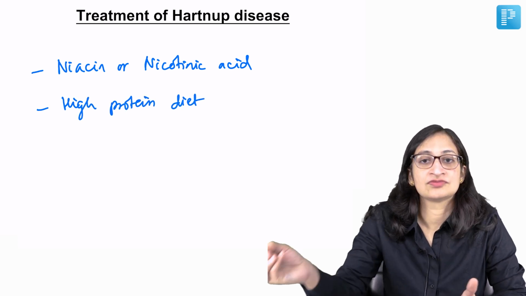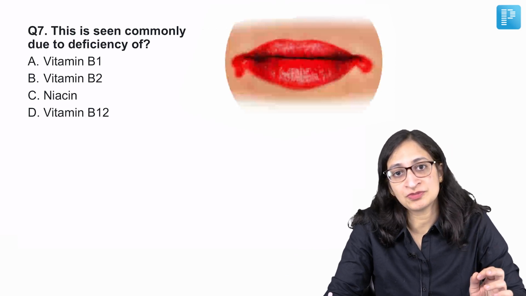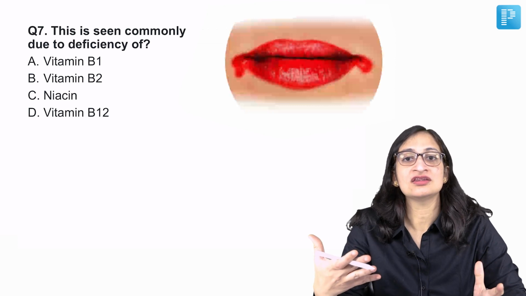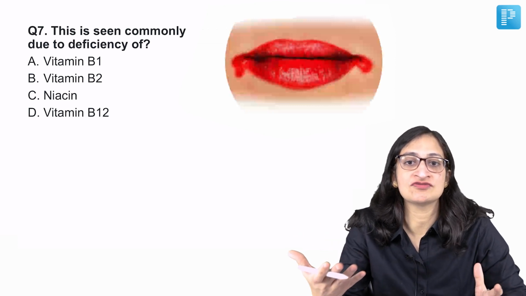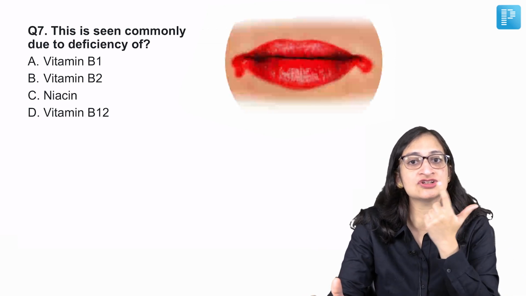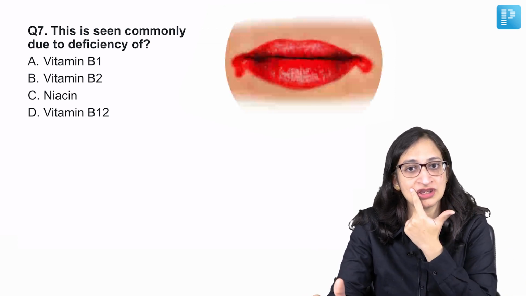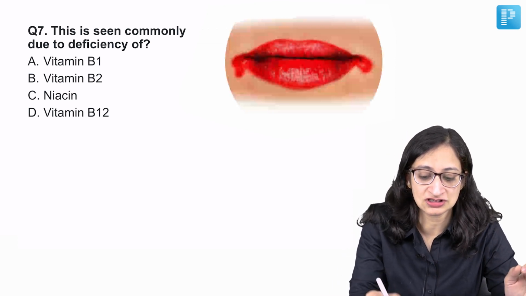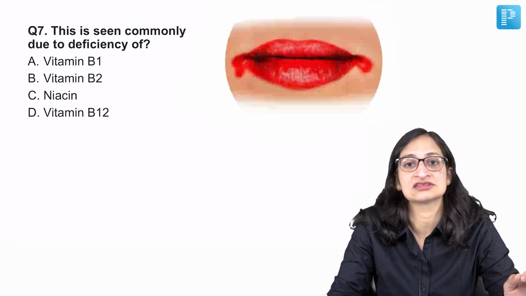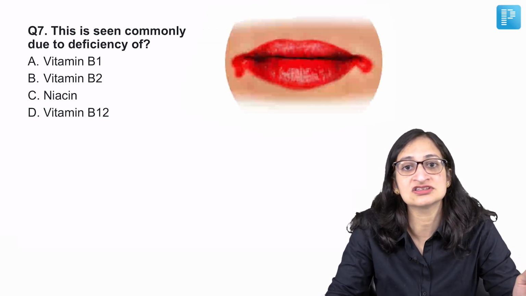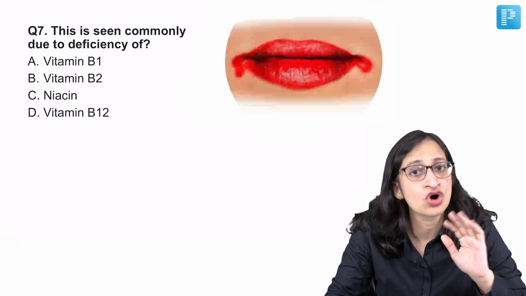Moving on to our next question, this is a pretty straightforward question. It is an image-based question which asks that this is due to deficiency of. This is the picture of a lip and there is some lesion at the angle of the mouth. That is basically known as angular cheilitis, or angular stomatitis as it is sometimes called. It is due to deficiency of which vitamin? I'm sure all of you know it.